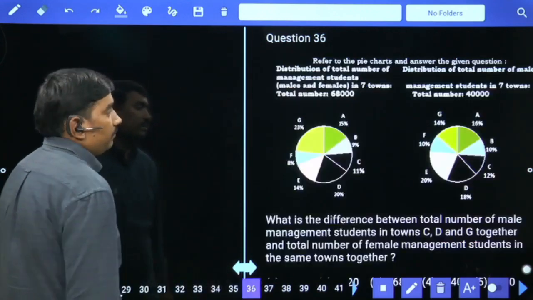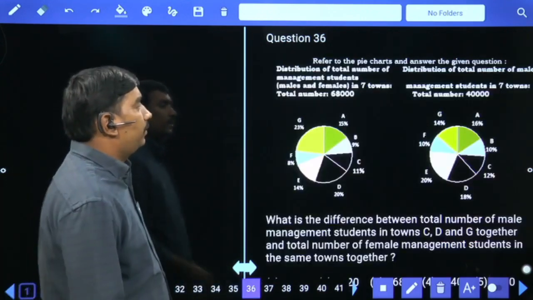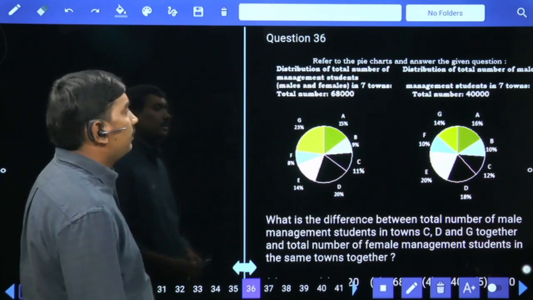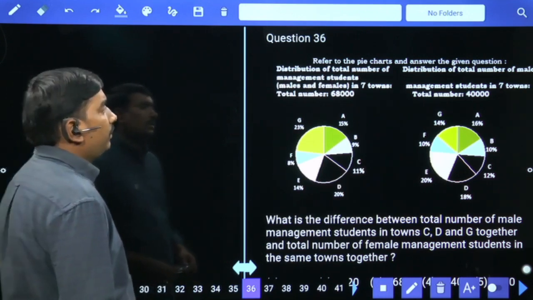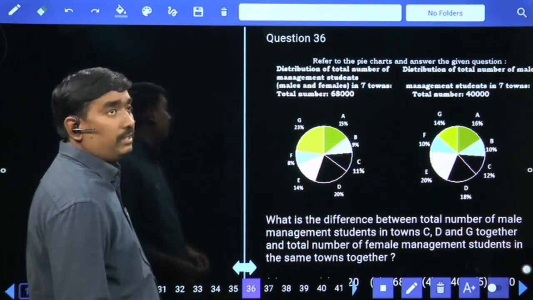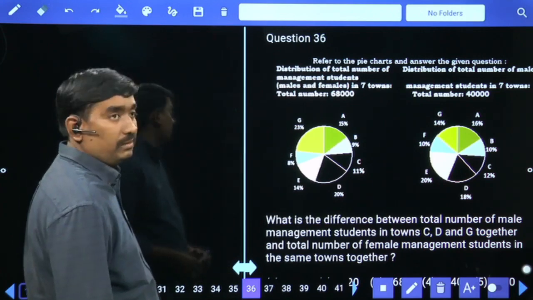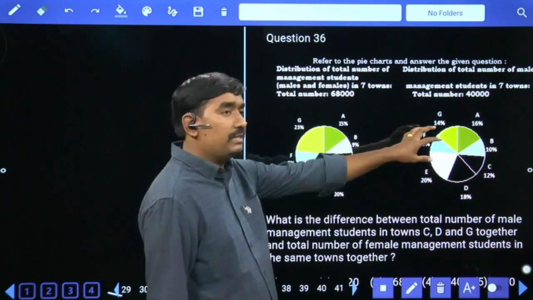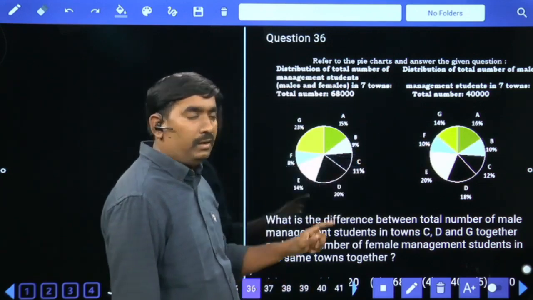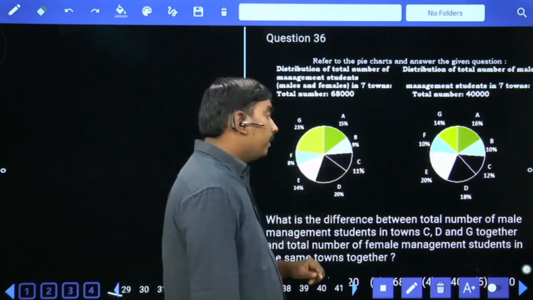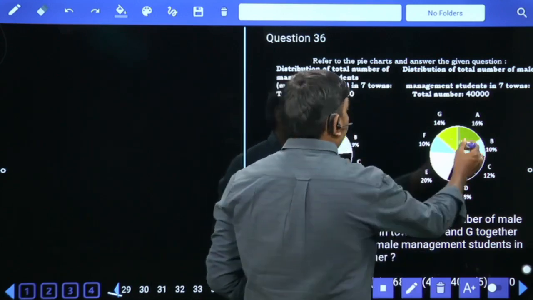Then 36 onwards. Refer to the pie chart and answer the given questions. Distribution of total number of management students in 7 towns and distribution of total number of male students in 7 towns. This is total and that one is male. How to get female? Total minus male.